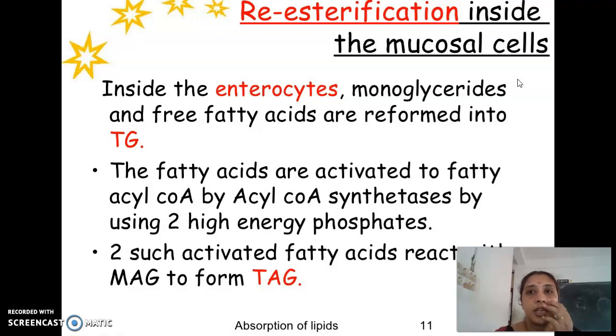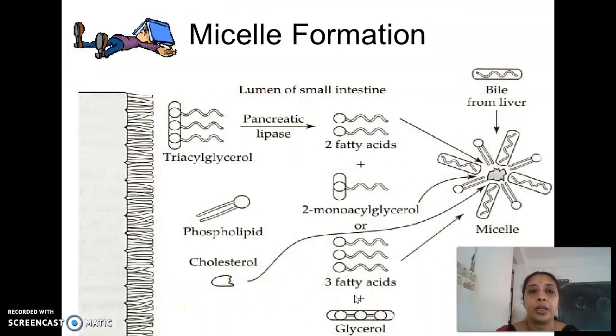That is the re-esterification inside the mucosal cells. Inside the enterocytes, the monoacylglycerol and free fatty acids are reformed into TG. The fatty acids are activated to fatty acyl-CoA by acyl-CoA synthetase, and the activated fatty acids attach to the monoacylglycerol to give TAG. This is a picture showing the micelle formation, which I already explained: TG, lipase, fatty acids, monoacylglycerol. These are the phospholipids. So, bile micelle formation.